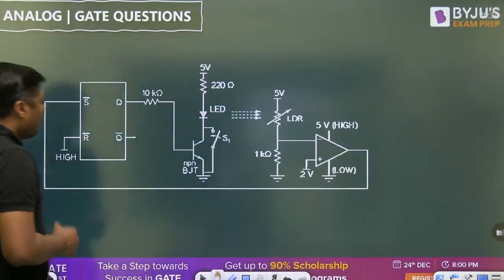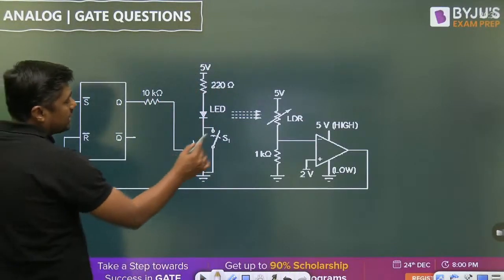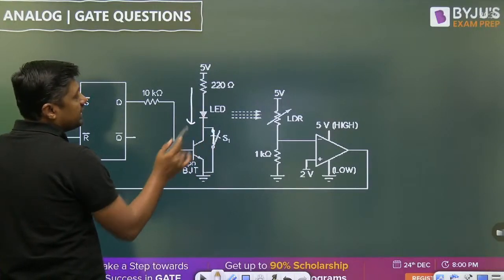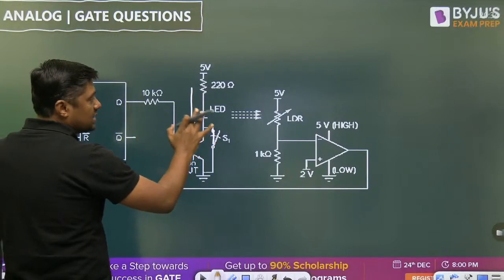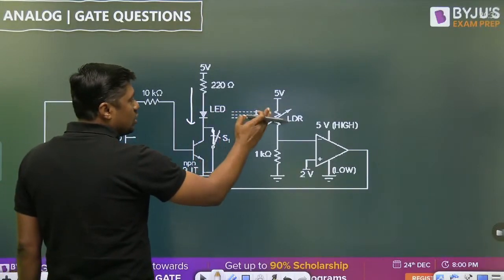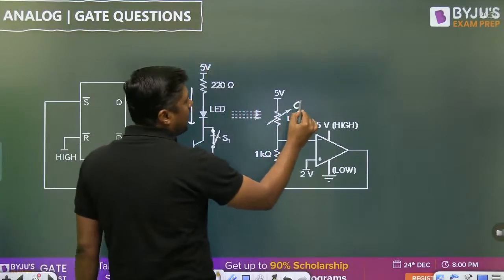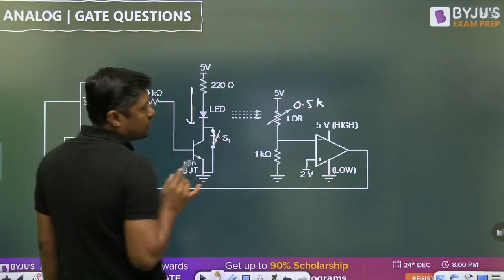Now, once we close the switch, there will be current through the LED. When the LED glows, there is no delay. That's why the resistance under illumination will reduce. It will become 0.5 kilo ohm. 500 ohm means 0.5 kilo ohm.